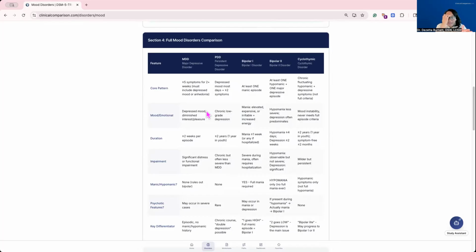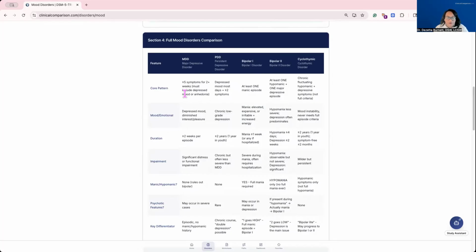We'll talk about the core pattern, which is what defines each disorder. The duration, this is critical when we talk about duration. We'll talk about manic versus hypomanic presence, which is the key differentiator of the symptoms. And then psychotic features, and when they change the diagnosis, is what we're going to look at. But I want to point out these key distinctions.